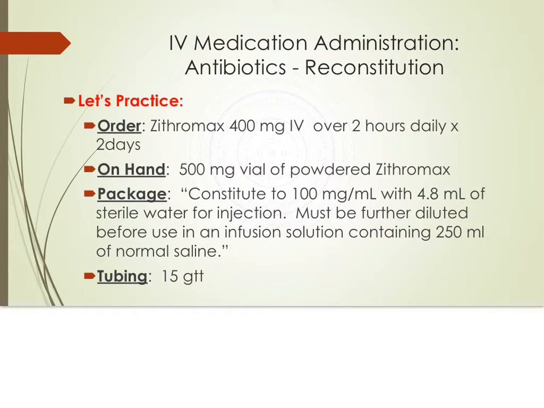Now let's practice. How much and what type of diluent will you inject into the vial? How much will you draw up for one dose? Into what type and size of bag will you inject it? What will your flow rate be if you have a controller? What will your flow rate be if you don't have an electronic device? Go ahead and pause the presentation while you attempt this practice problem. When you have your answers, resume the presentation and proceed to the next slide.